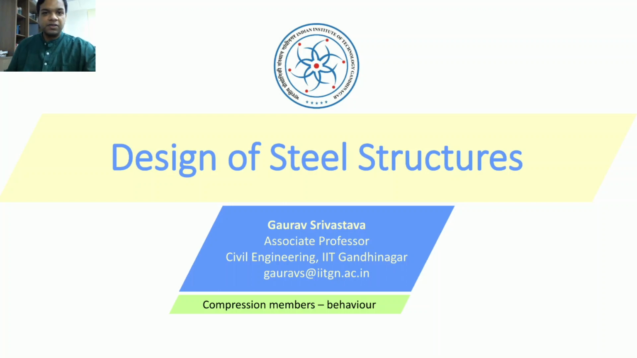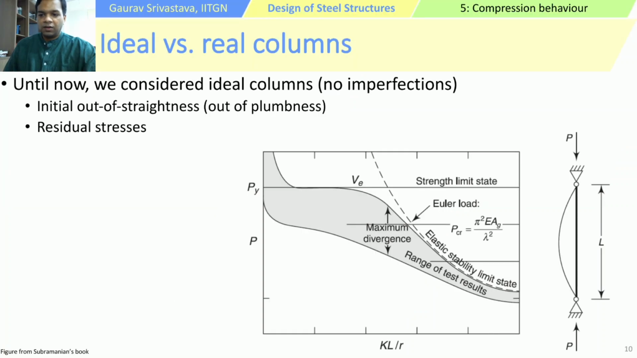Hello. In the previous session, we saw how to develop ideal column curves. Column curves are basically the curves which define the strength of a particular column. And we saw how normalized failure stress and generalized slenderness ratios can be used to develop generic column curves, which will be applicable for all types of lengths and all types of sections. Now let us see the main differences between ideal versus real columns.